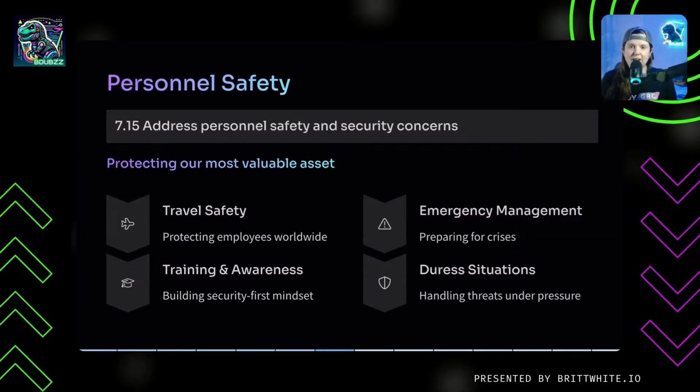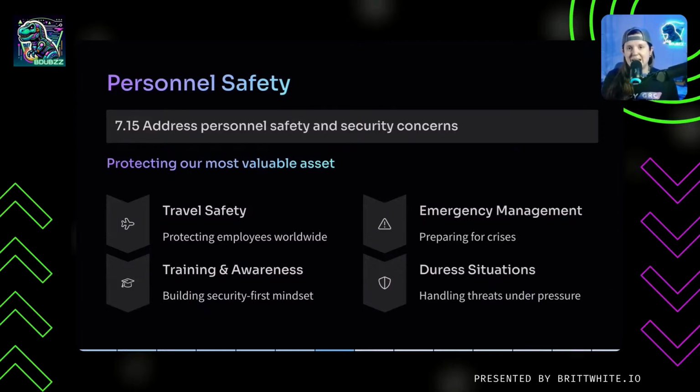Next, we have training and awareness, where we focus on building a security-first mindset throughout your organization. You want every employee to understand not just what to do, but why security matters in their daily work. The third component is emergency management.